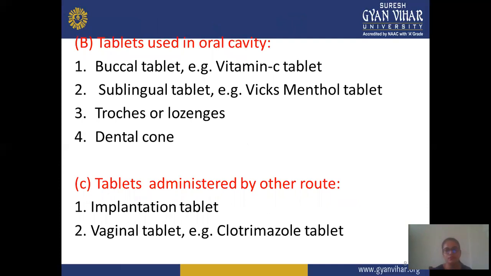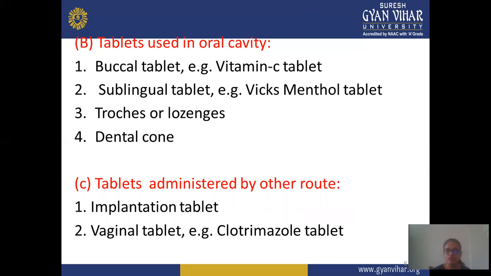Next, the second type is tablet used in the oral cavity. In the oral cavity, first is buccal tablet. In this, you use the tablet by the buccal route, and sublingual tablet is like Vicks Menthol tablet. In this, you use this tablet by the sublingual route, and the troches and lozenges are also used for certain Strepsils type formulation. Dental cone is mainly for dental preparation or dental problem.